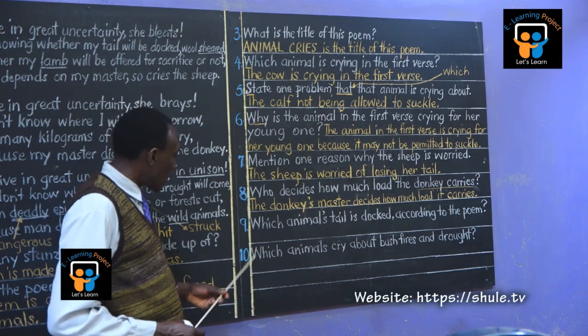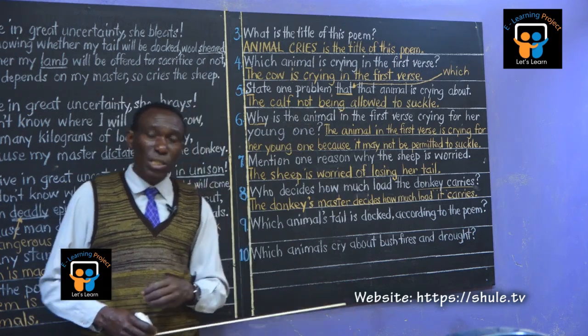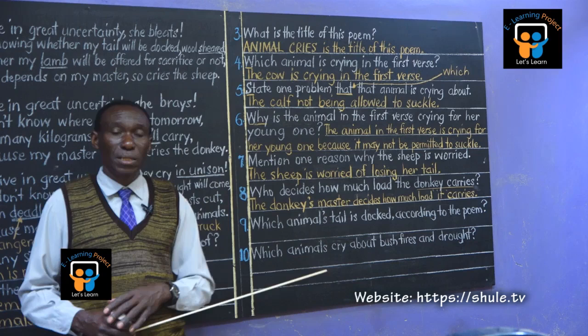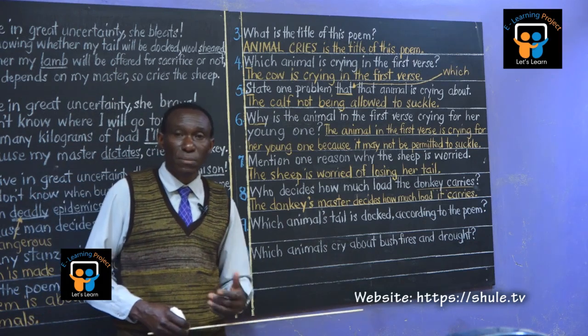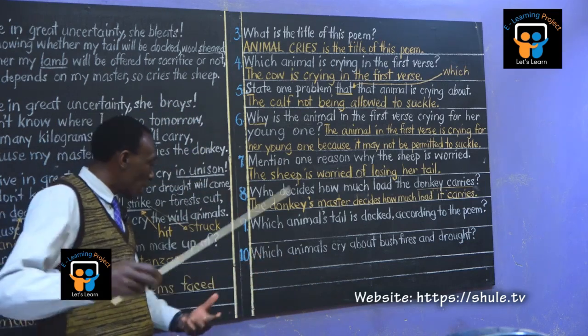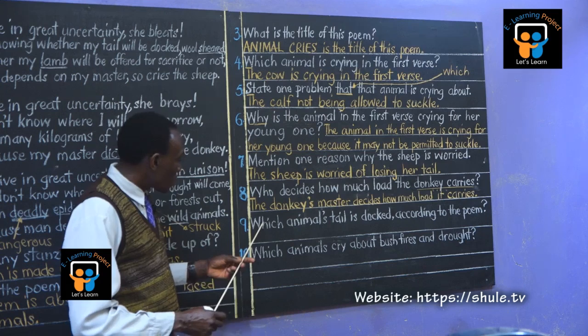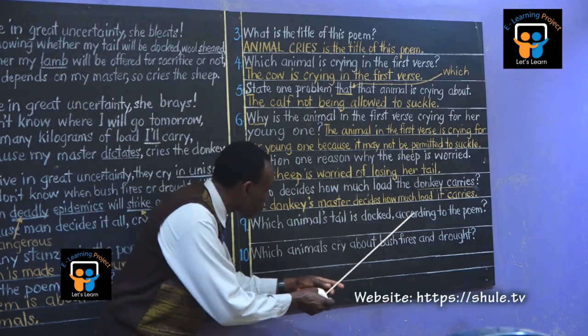Number 9, second last. Anything that is second last in good English is called the penultimate. Penultimate, meaning the one before the last. The ultimate is the last. The penultimate is the one before the last. So number 9 is the penultimate, the second last. Which animal's tail is docked according to the poem?